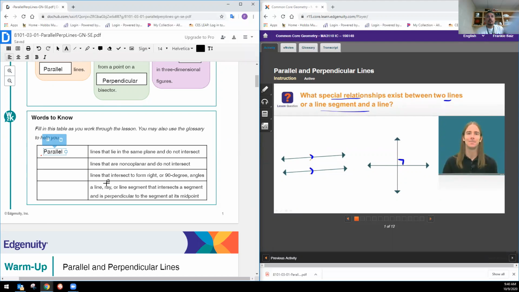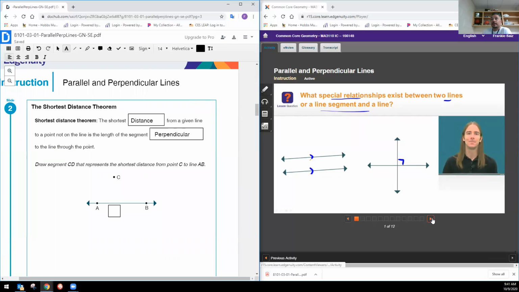Let's see. Lines that are non-coplanar and do not intersect are skew lines. Okay, lines that intersect to form a right angle, or 90-degree angles, are perpendicular lines. A line, ray, or segment that intersects a segment at its midpoint and is perpendicular to the segment is a perpendicular bisector. Okay, that word we should already have known because we've seen perpendicular bisectors before. So we should already know those ones. Let's go ahead and move on to the next part.